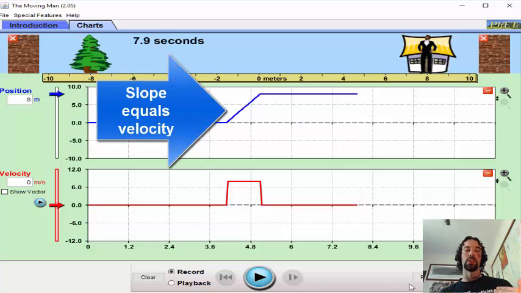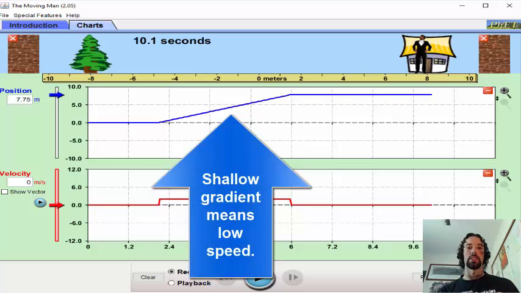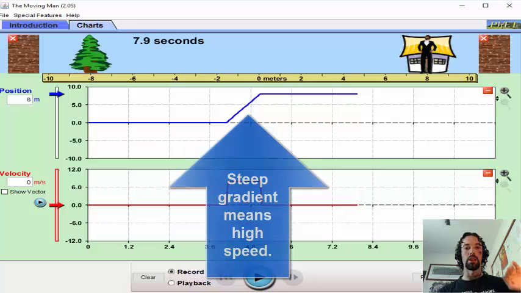And so what I'm trying to show you here is that the slope of the line is directly proportional to the speed at which the man is running. So if there's a very shallow line, that means very slow velocity or a very low speed, whereas if it's a very steep line, then that means very high speed.